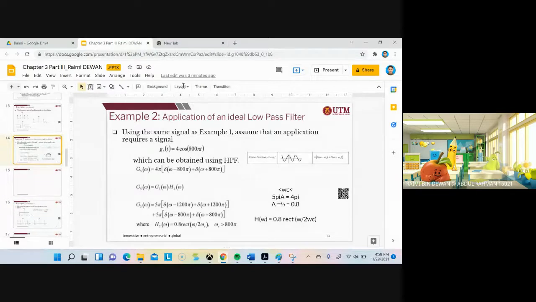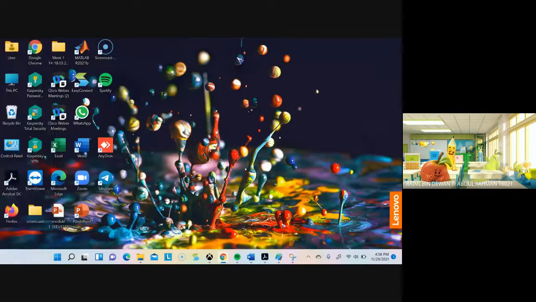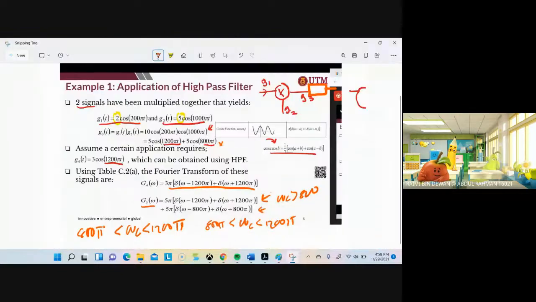Okay, so I try to show again. I screenshot, because if I screenshot, it will save my time to type everything, and also we can finish earlier.